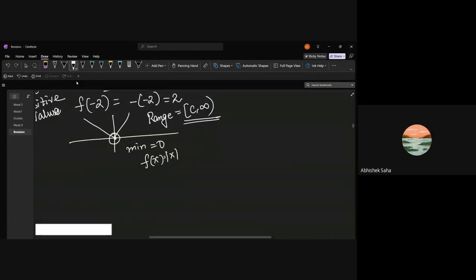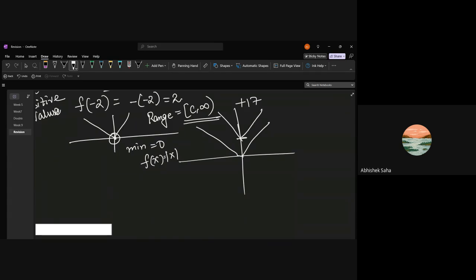Suppose let's draw the graph of that function, whatever the function you have. Maybe I'm not drawing the exact one. I said that it is the minimum value. If I add 17, will it go upward or downward? It will go upward, right? So this will be the minimum value. It is somewhere 17 to infinity.